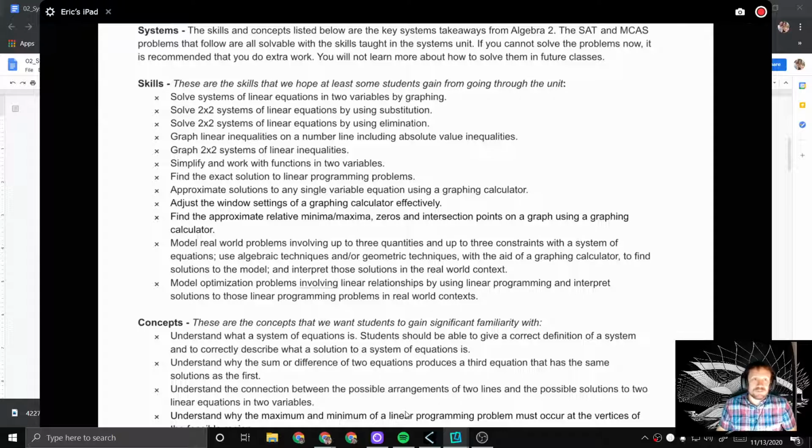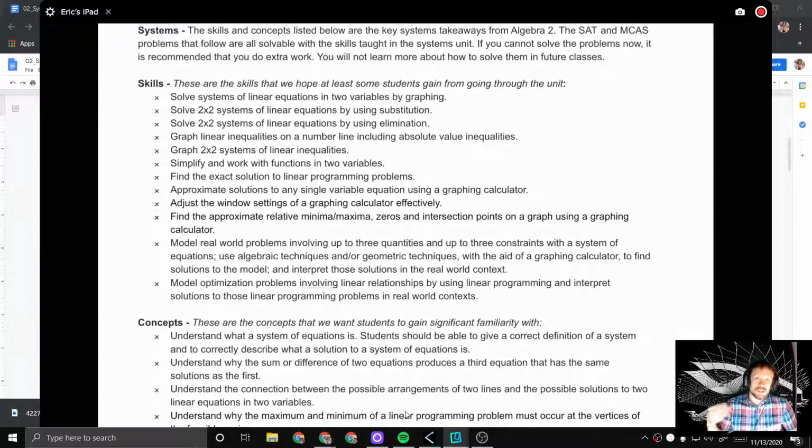So systems, what are they? Well, the skills that you need to have by the end of this unit are you need to be able to solve systems of linear equations in two variables by graphing. What does that mean? That means that you can think of a system of linear equations and recognize that each of the equations represents the equation of a line, solve it for y, and use slope-intercept or other techniques to graph the line, and recognize that the solution to the system will be the point of intersection of the lines. That point is on all the lines, and so is therefore a solution to each of the equations.